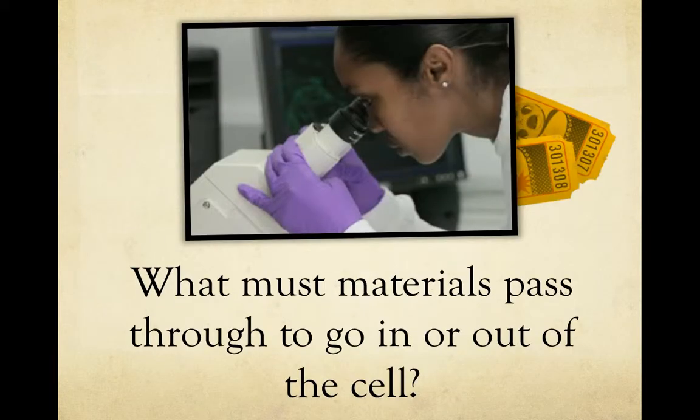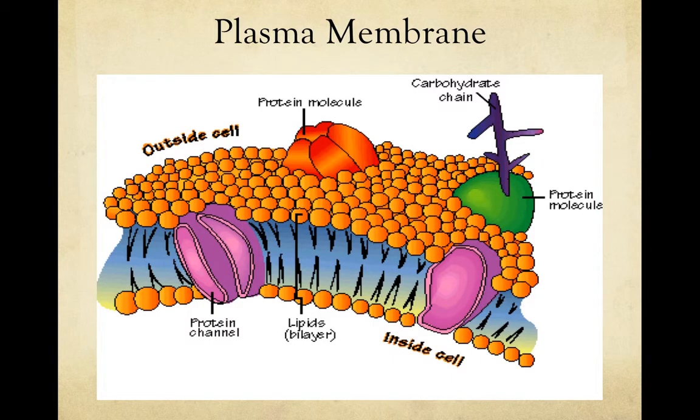So what materials have to pass through to get in or out of the cell? Well, I just said it. It's the plasma membrane. And the plasma membrane has a tremendous amount going on. It's full of different types of molecules. There are protein molecules that do lots of different things. There are carbohydrate chains that serve as little antennas that say, woohoo, we're a certain type of cell. And then there's this layer upon layer of stuff.